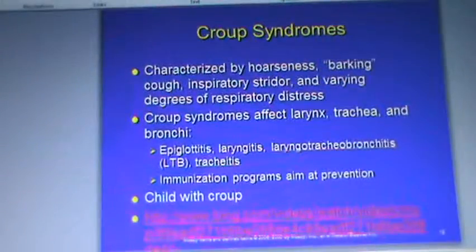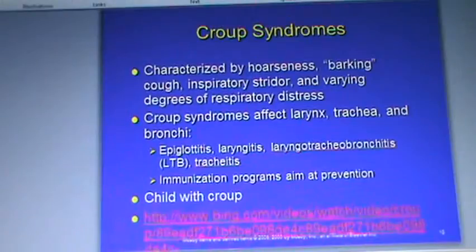Croup syndromes. They're characterized by hoarseness, which is barking. They sound like a seal or like a dog. Their cough. Inspiratory stridor. What's an inspiratory stridor? When they breathe in, you can hear it, and it strides. It actually makes noise, really noise, and varying degrees of respiratory distress.